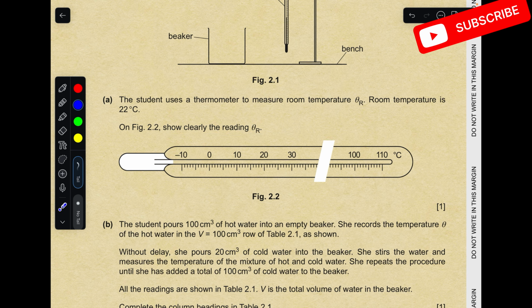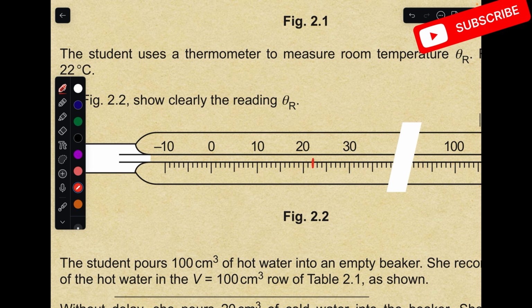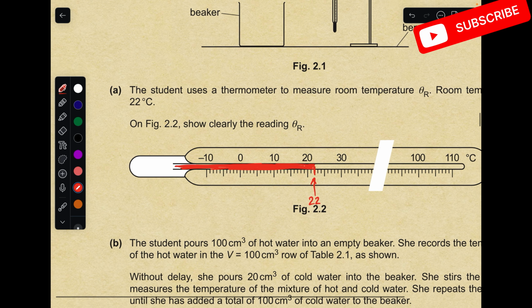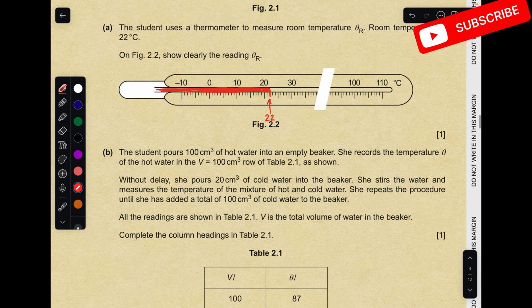So what you can do, if this is 20, this is 22. So you can mention it like this, 22. Okay. Or what you can do, you can fill it like this. Okay, it's your choice. You just have to mention where the 22 will be. So mercury will be seen like this. Okay. Moving forward, 22 degrees Celsius.